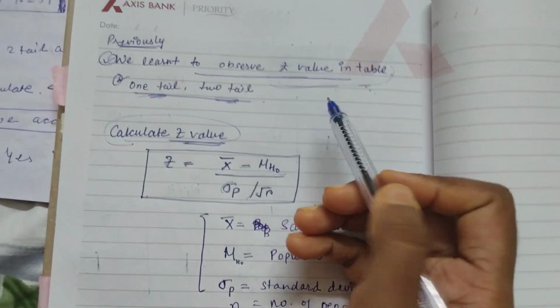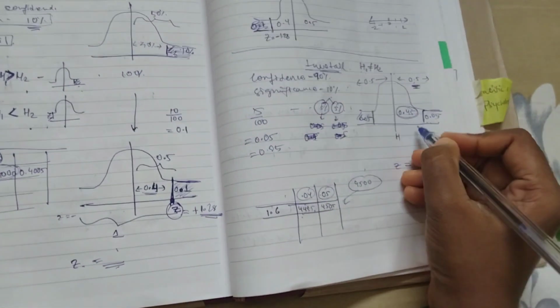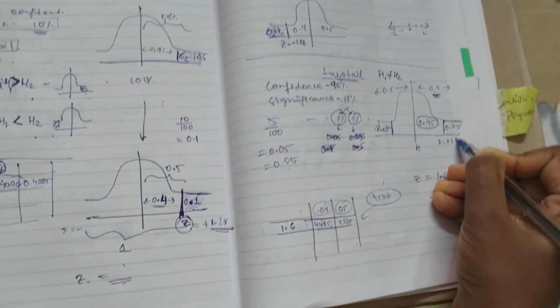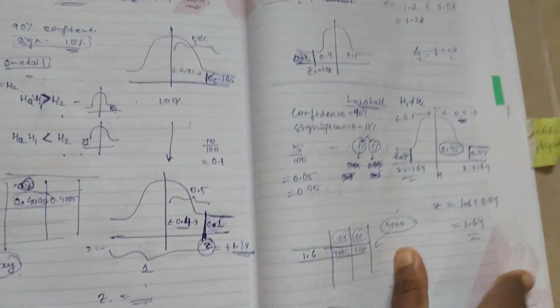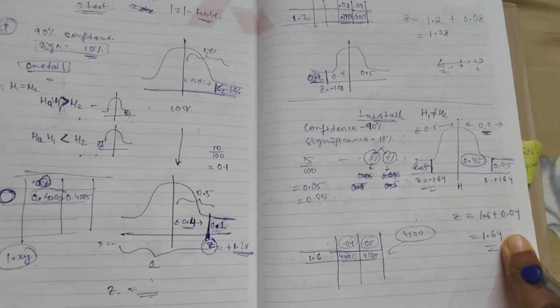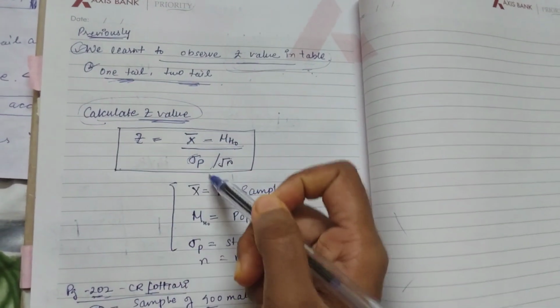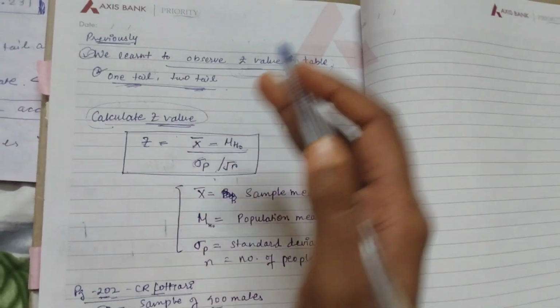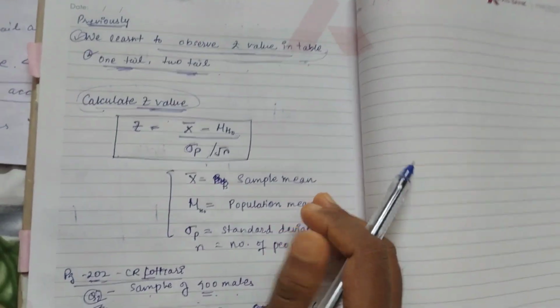In the last video we saw how to get the value of z from the table, and we have done all this. So we got that this z will be plus 1.64 and this z will be minus 1.64, right? We know how to calculate the value of z now. When we are doing a test, we need to calculate a z value, and on the basis of that z value we compare with the z value in the table, and then we come to a conclusion.